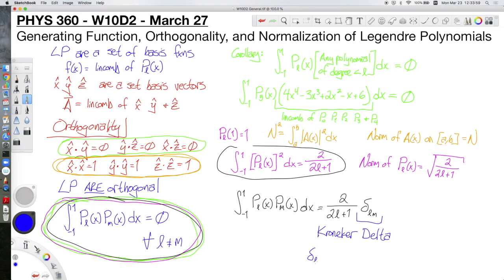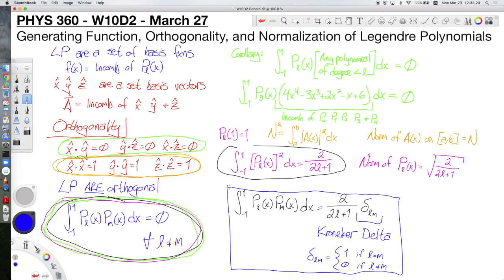The Kronecker delta is a pretty simple valued function, but it's useful for when you want to write a bunch of things all in one equation. It has a value of 1 if L equals m, and it has a value of 0 if L is not equal to m. So this is a way that we can put both of those circled equations into one single equation. If L is not equal to m, the Kronecker delta is 0, and we get that the integral is equal to 0. If L is equal to m, then we have the situation here in pink, and we get a value of 2 over 2L plus 1.